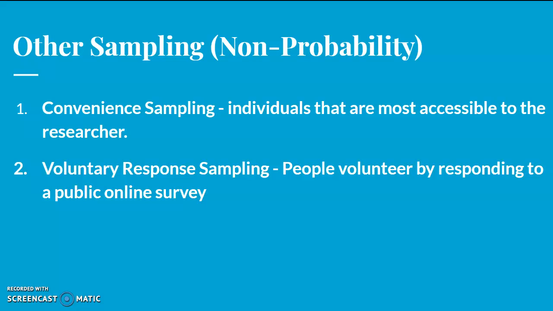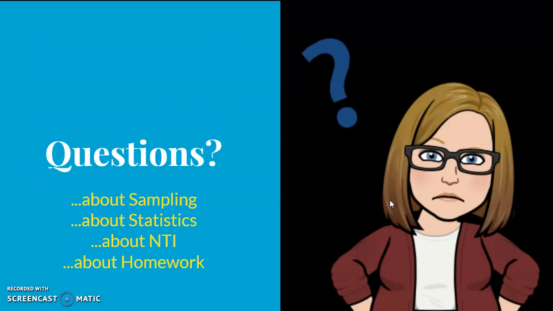Biased is when not everybody has an equal chance of being sampled. And then the second one is voluntary response sampling. And this is when people volunteer by responding to a public online survey, or maybe when you ask for volunteers and people raise their hands. That would be voluntary sampling. Again, it leads to some biases, and so we want to avoid those if we can, but it's not always possible to avoid.